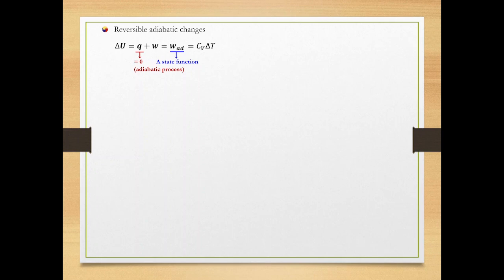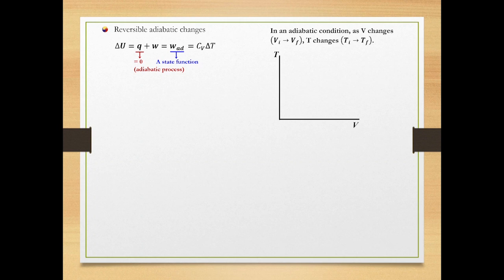In this slide, I will show you why delta U is equal to C sub V times delta T in a reversible adiabatic process. This is a temperature volume plot. Suppose a gas in a cylinder undergoes a reversible adiabatic expansion. The initial state of the expansion is represented by this red dot, and it defines the initial temperature and volume. As the volume of the gas is expanded from Vi to Vf, the temperature of the gas decreases from Ti to Tf.